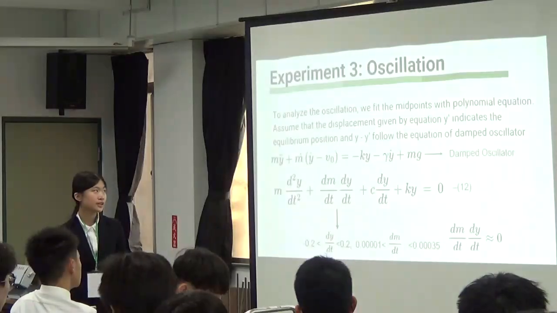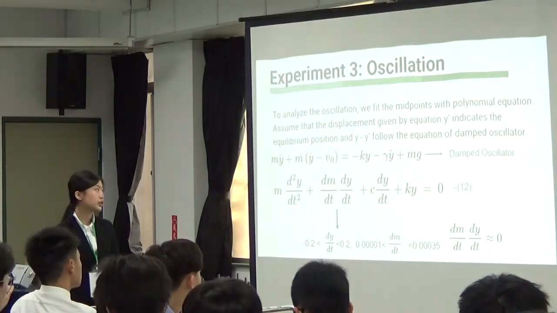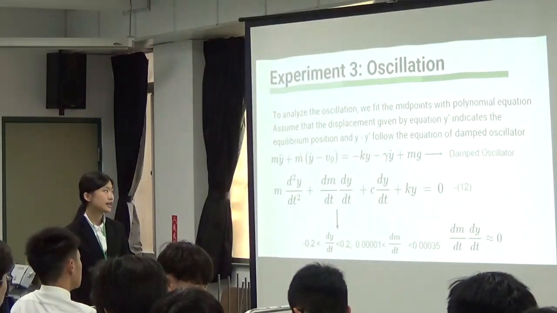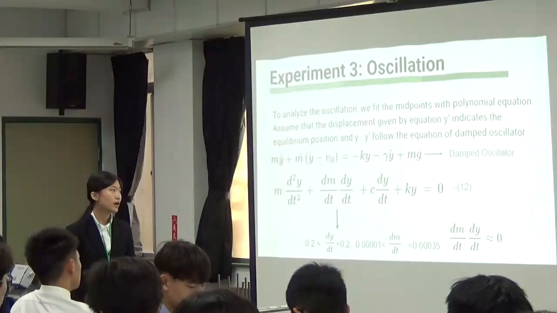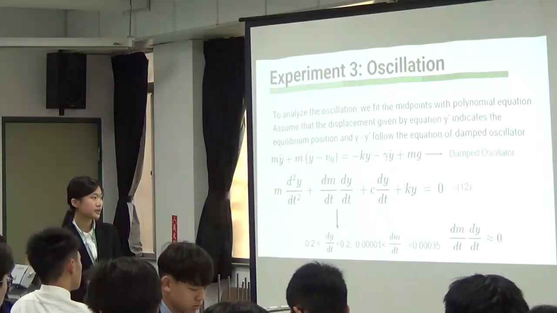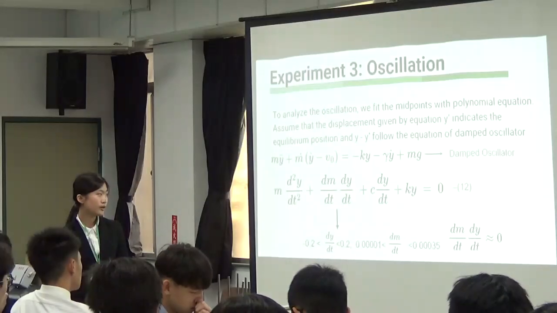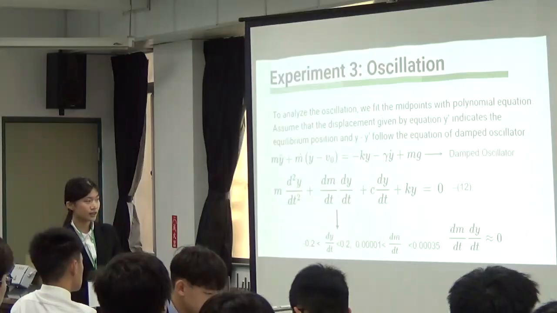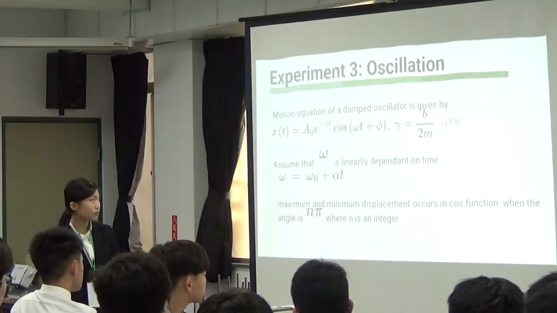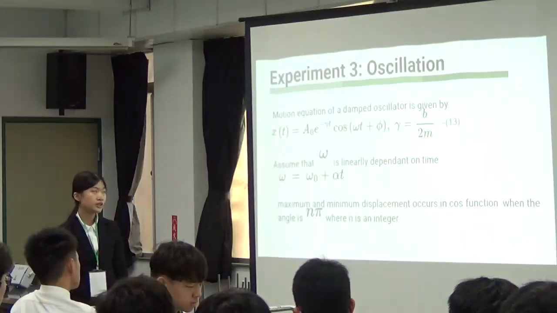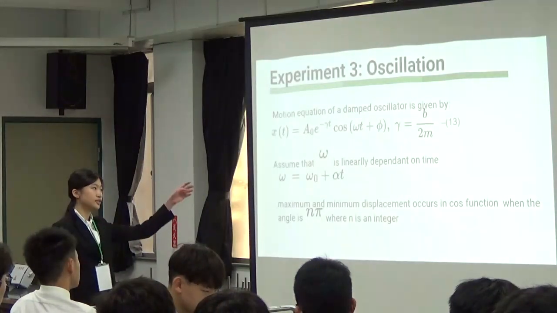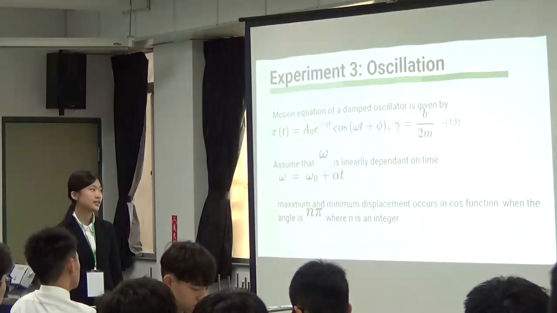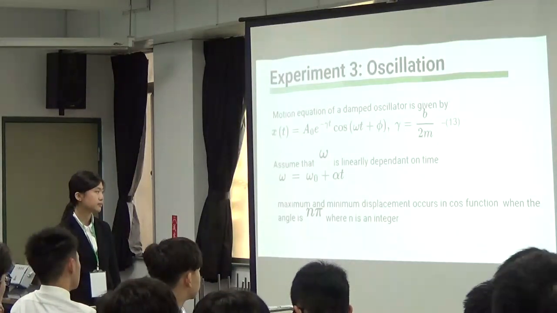To analyze the oscillation, we fit the midpoint with a polynomial equation and assume that the displacement given by the equation y indicates the equilibrium position, and y minus y follows the equation of the oscillator, which is equation 12. And because the m dr/dt term, which is a constant, is very small, we assume that this term is negligible. And the motion equation of the damped oscillator is shown in equation 13. We also assume that the angular frequency omega is linearly dependent on time.